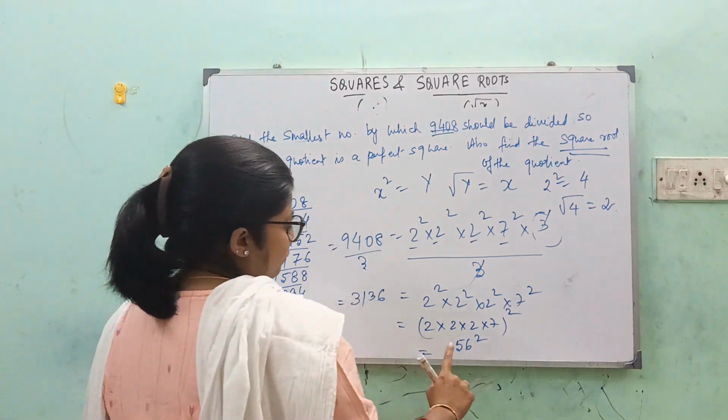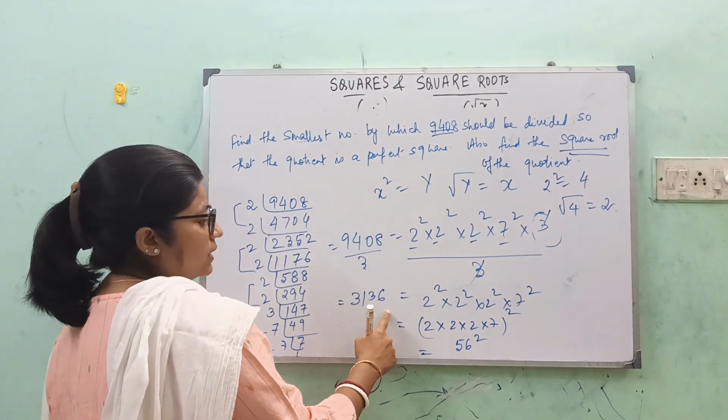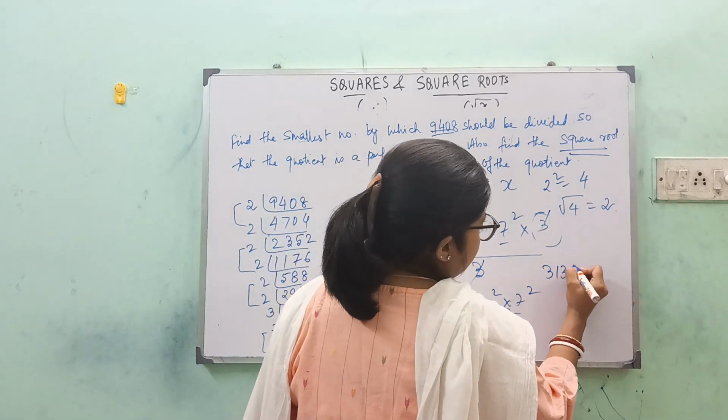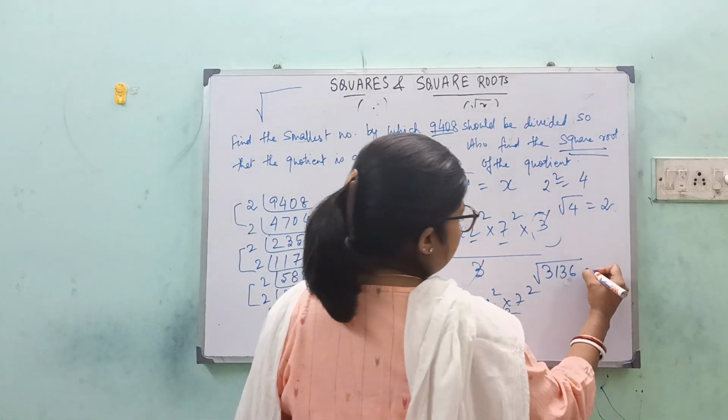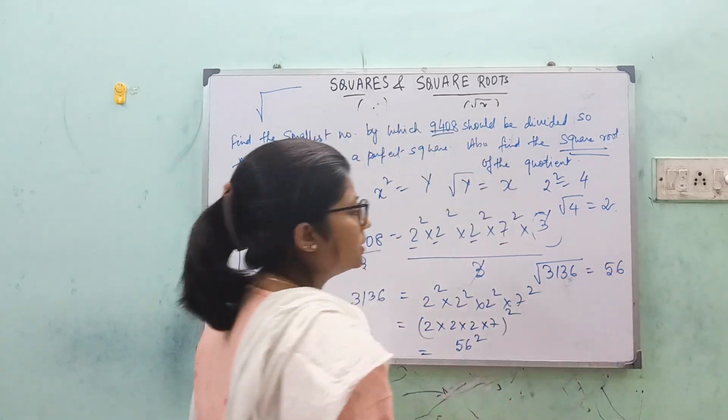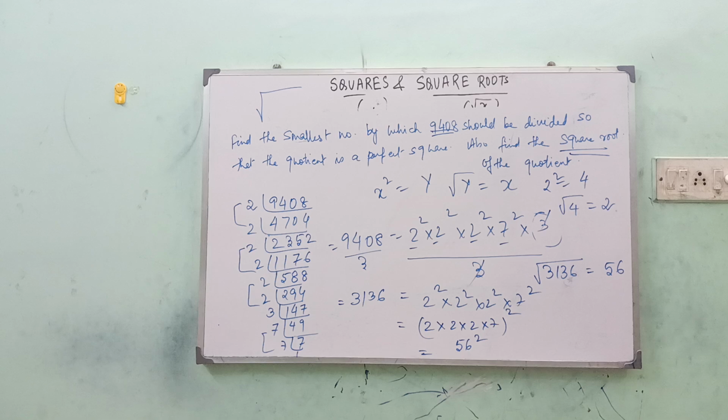So 56 square is 3136, and this is the sign of square root. The square root of 3136 is 56. Alright, so that was our question.